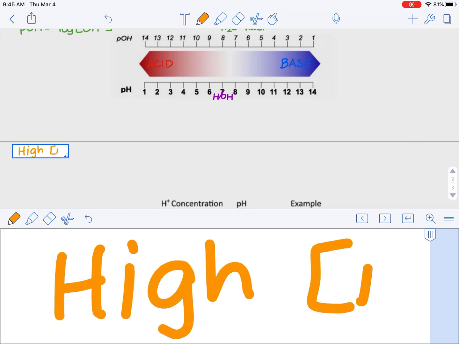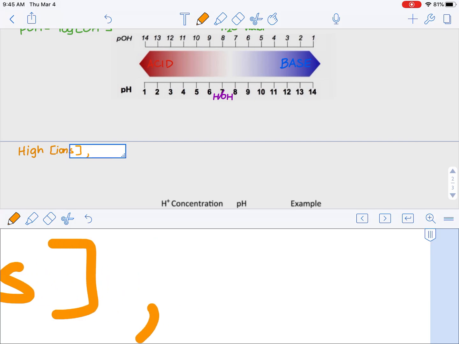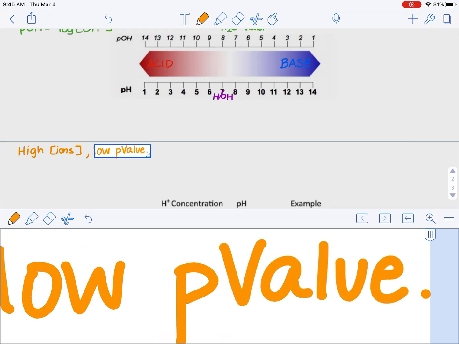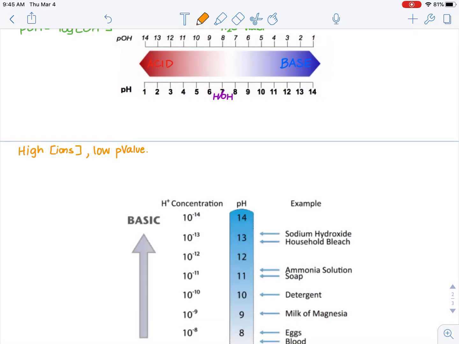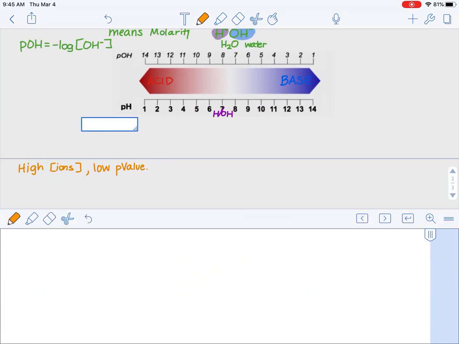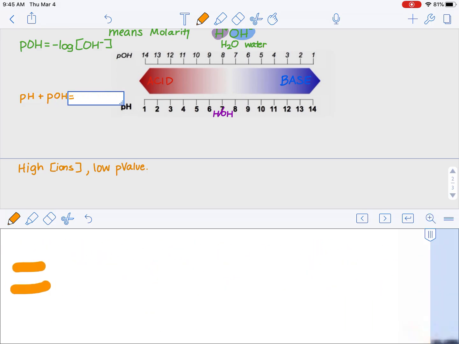To summarize this, when you have a high concentration of ions, and I'm not going to specify whether it's hydrogen or hydroxide because it's the same, you have a low p-value. So again, if you have a high concentration of hydrogen ions, you'll have a low pH. If you have a high concentration of hydroxide ions, you'll have a low pOH value. How is it that these are related? Well, if I take the pH and pOH values and add them together, it'll give me the value of 14.